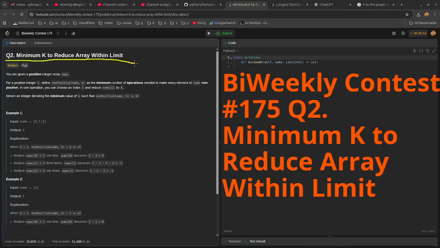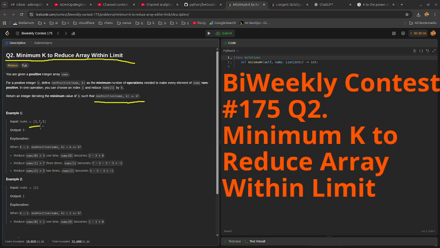LeetCode Biweekly Contest 175, question number 2: Minimum K to Reduce Array Within Limit. This is a medium problem. We want to find a k that makes this equation hold.